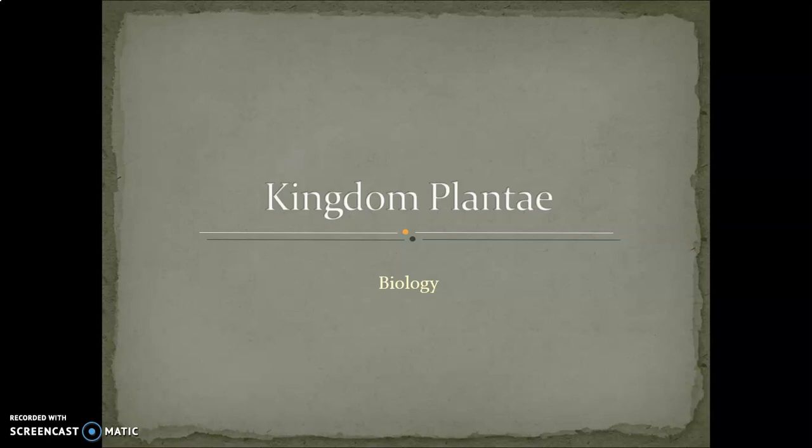All right, guys, we're going to talk about plants today real quick. Look at the progression of plants, some of the details, what it takes to be a plant, what makes them separate from fungus and whatnot. So here we go.